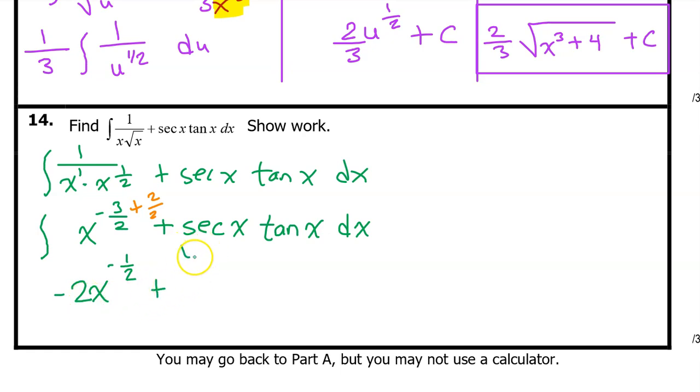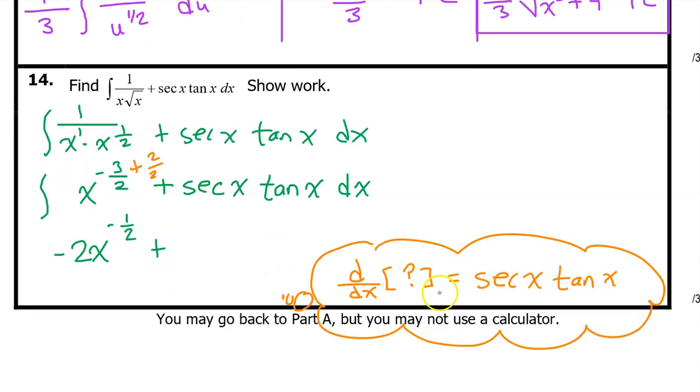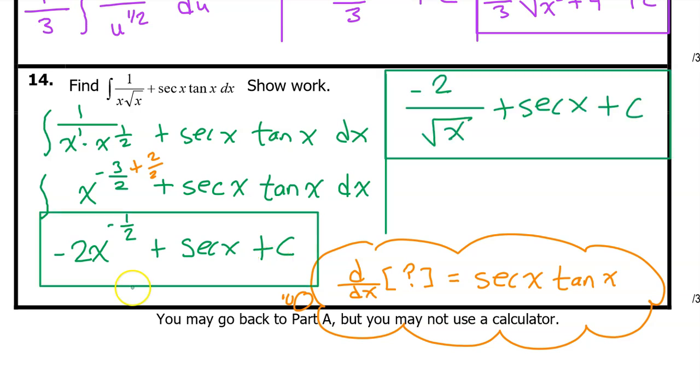Now we need the antiderivative of secant tangent. You should be thinking the derivative of what is secant x tangent x. Hopefully you remember that the derivative of secant x is secant x tangent x. So this is the antiderivative. Just don't forget the plus c. So this is one version of the answer, or you could write your answer as -2 over the square root of x plus secant x plus c.